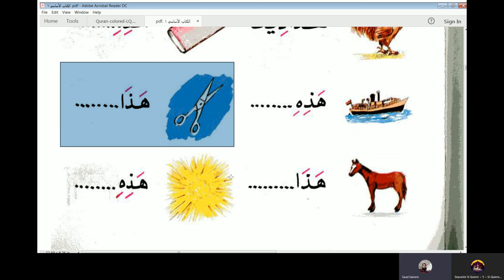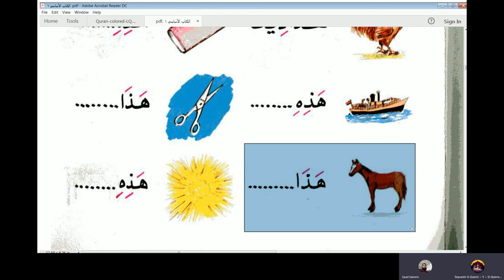Mikasun. Yes, correct. Okay. These are scissors. Good. Hadha hisanun. Yes. This is a horse. Good.